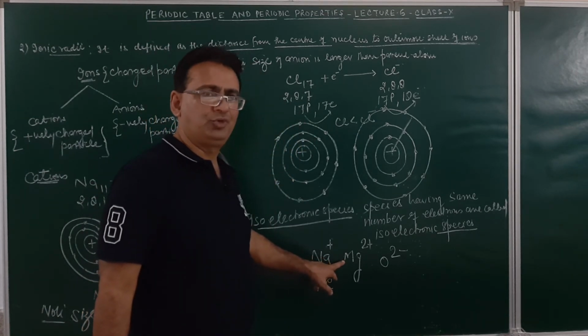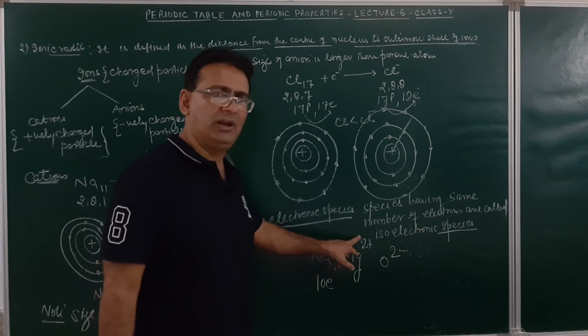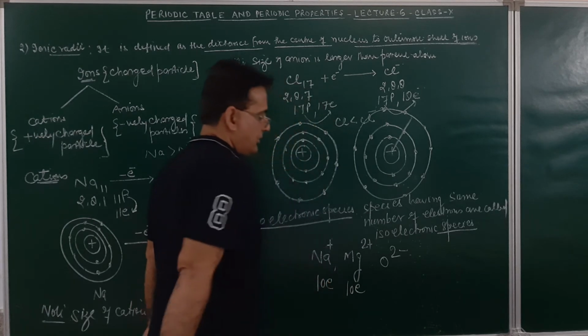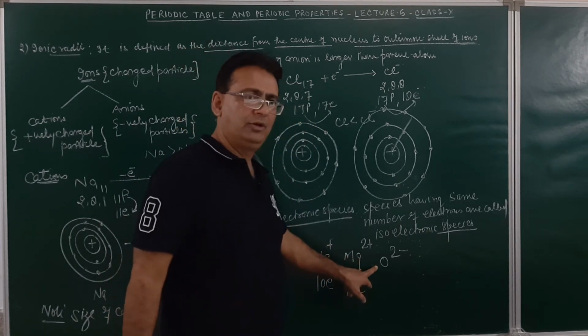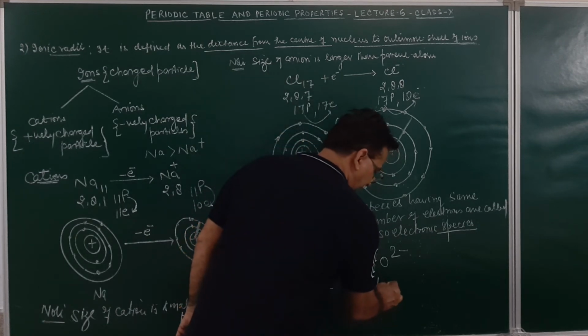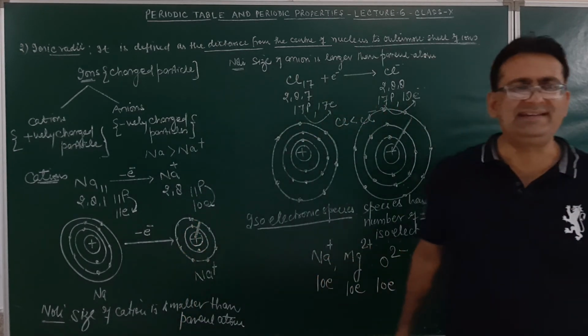Magnesium ion, atomic number is 12. After losing 2 electrons, how many electrons does it have? 10. So this will have 10 electrons. Oxygen atomic number is 8. After gaining 2 electrons, how many electrons does it have? 10. So you may see over here the number of electrons remains the same.